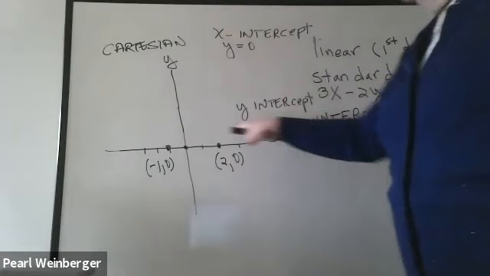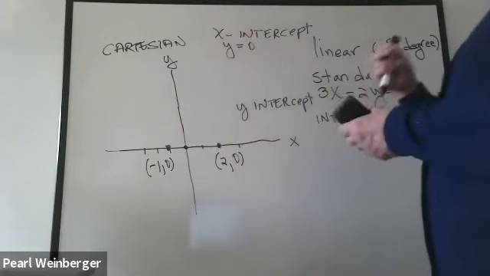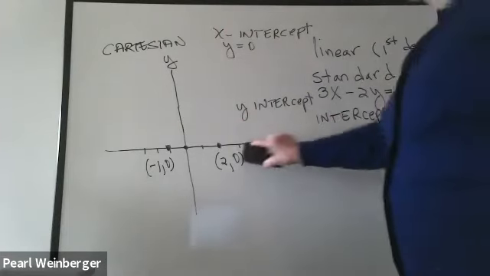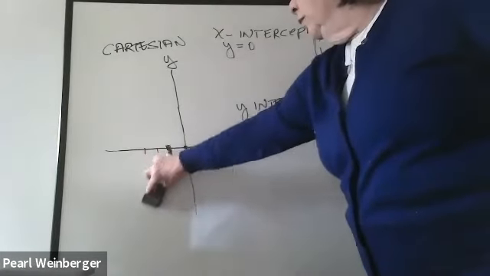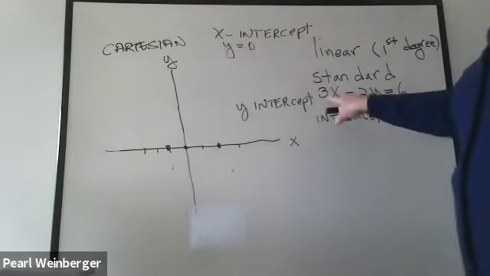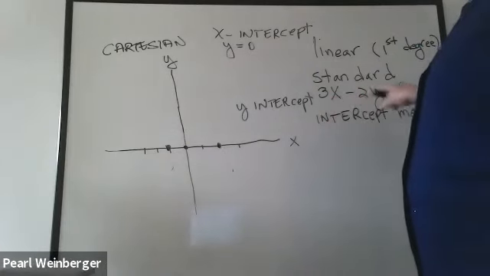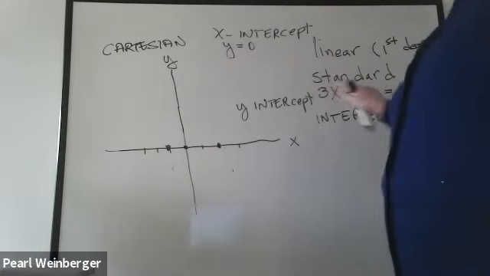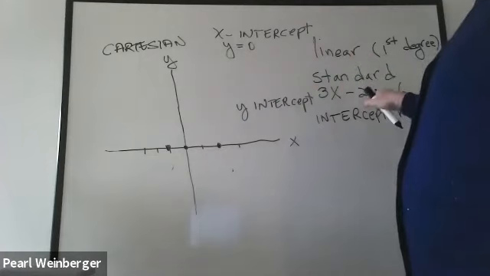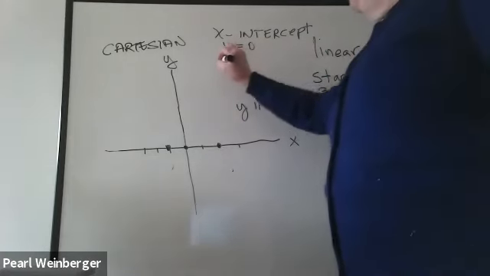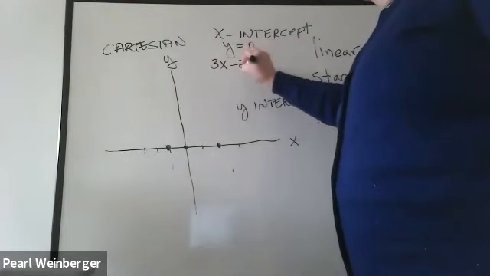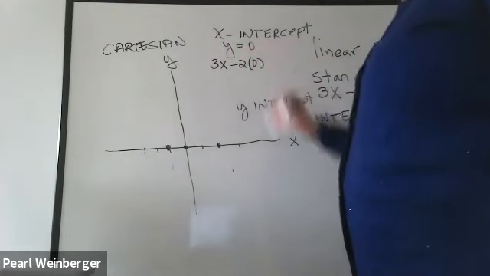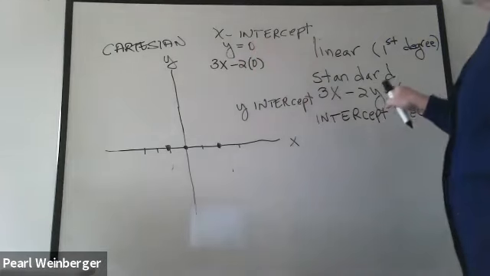I know that the y has to be equal to 0 in order for it to be on the x-axis. Well, let's look at our equation. Our equation was 3x minus 2y equals 6. So remember, we want to find where the y is 0. So I'm going to go to that equation, and wherever I see a y, I'm going to put 0.